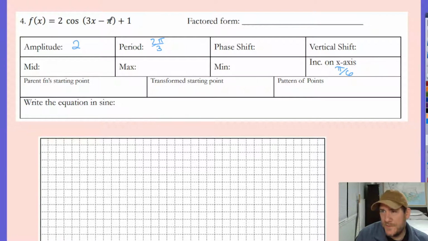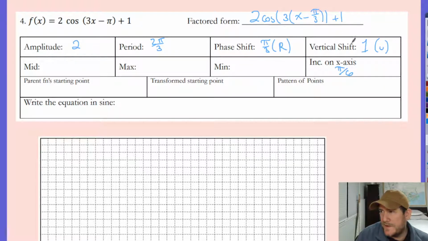Our phase shift, we got to factor out that 3. I know I haven't been writing this, I just don't care, but I'll do it this time. 2 times the cosine of, factor out the 3. If you factor out the 3, then this pi will be pi over 3, plus 1. So we see that our phase shift is pi over 3. And it's to the right, again, because it was negative. Our vertical shift is 1 unit up.